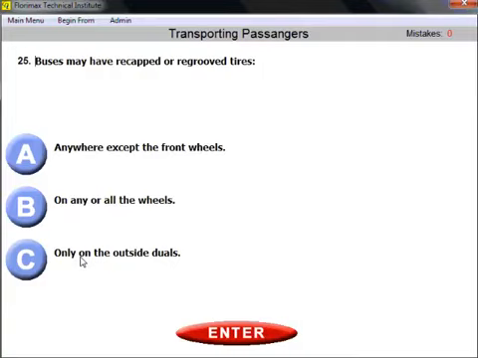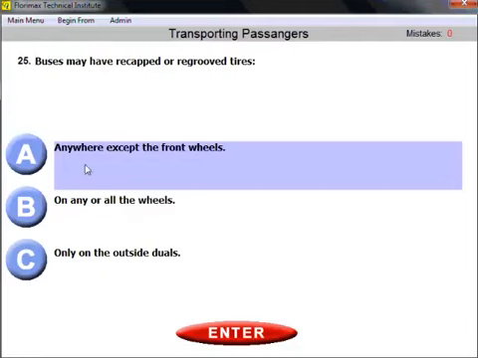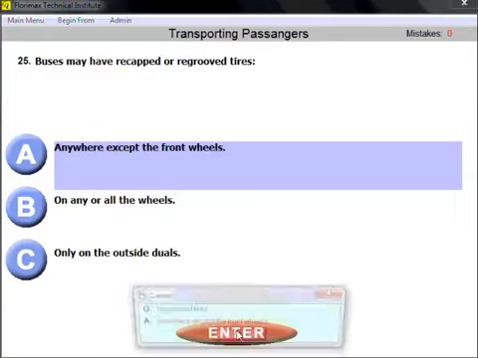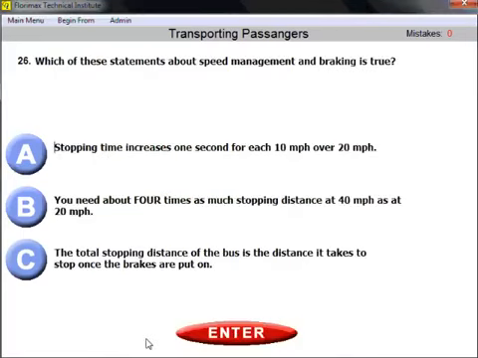Question number 25. Buses may have, by the way, recapped or regrooved tires. Well, and they are allowed anywhere except the front wheels. Okay, so look for the front wheels. When you read recapped tires, you should remember that if you have no other choice, you may have recapped or regrooved tires, and those tires would be allowed anywhere except the front wheels. Front wheels are not allowed to have those tires.